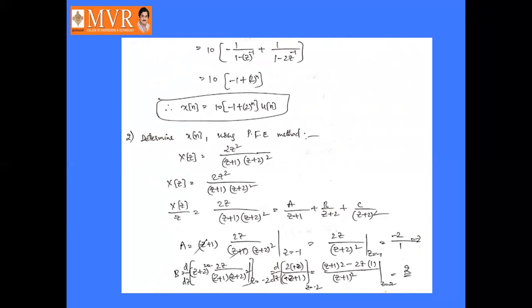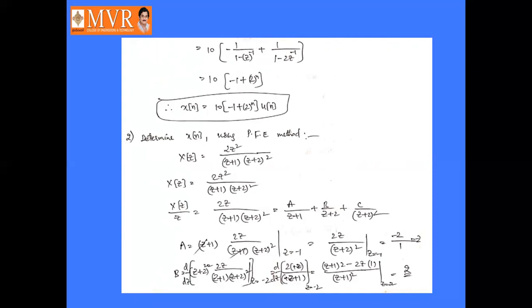Next, determine x of n using partial fraction expansion method. This is another problem: x of z equal to 2z square by z plus 1 into z plus 2 whole square. We can write x of z by z equal to 2z by z plus 1 into z plus 2 whole square, or we can write this as a by z plus 1 plus b by z plus 2 plus c by z plus 2 whole square. So a can be calculated as z plus 1 into 2z by z plus 1 into z plus 2 whole square, by keeping z equal to minus 1, by simply substituting z equal to minus 1 in that expression, so that we will get a value of minus 2.